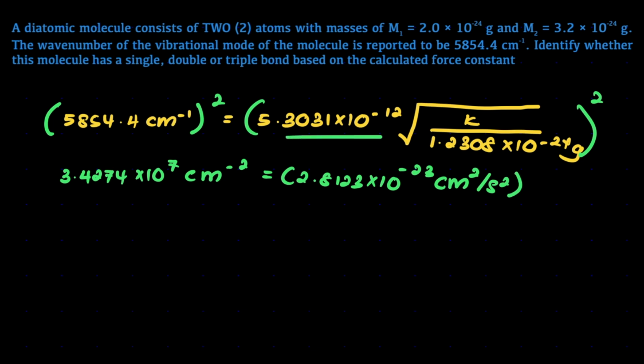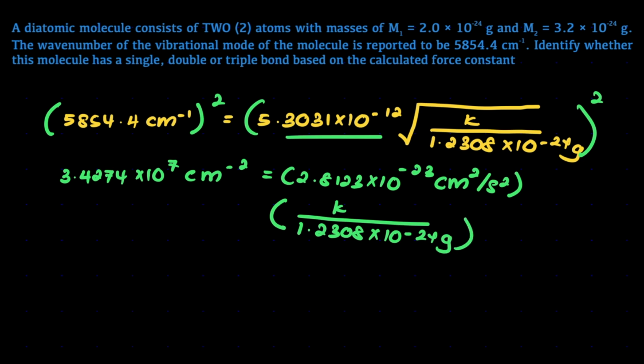because this one is actually the value for the speed of light times 2 pi, so the actual unit is centimeter per second because of the speed of light. Because you make it into square, it becomes centimeter square over second square. So the other half, you just have to lose the square root, so it's going to be 1.2308 times 10 to the power of negative 24 gram.